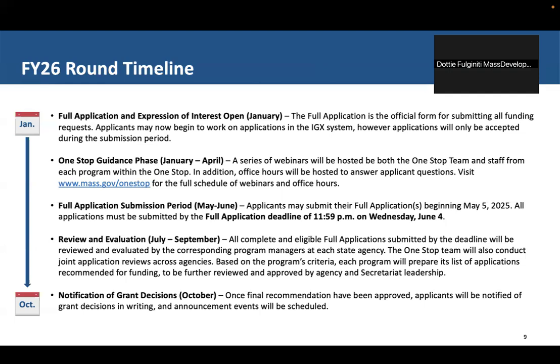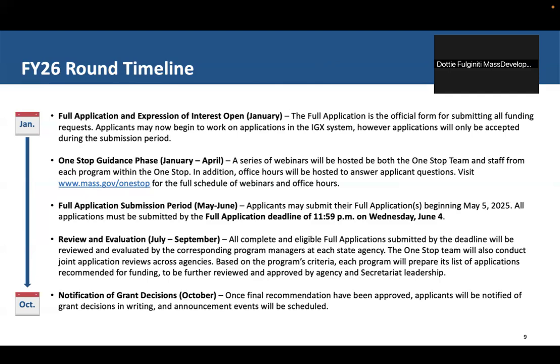Applicants may now begin to work on their applications in the IGX system. However, applications will only be accepted during the submission period. Don't wait until the last minute to sign up for the IGX platform. The one-stop guidance phase is January through April, where there'll be a series of webinars and office hours for the specific programs. The full application submission period is May through June.